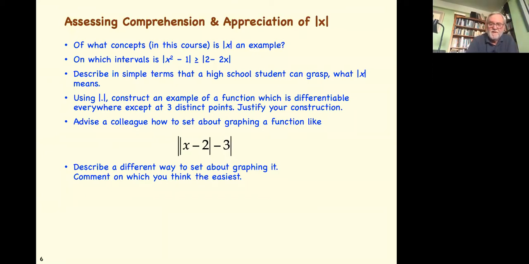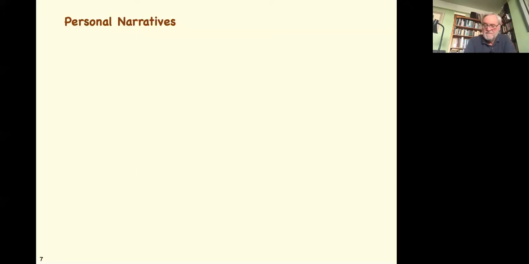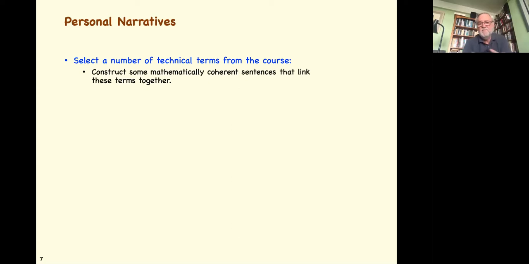Now, I've been talking about narratives, and I think they are absolutely vital. And so at the Open University summer schools, I used to use the following sort of task. Select a number of technical terms from the course. Now, I used to get the students to generate a list, but you could just put some up that you think are important. The task is to construct some mathematically coherent sentences that link these terms together.